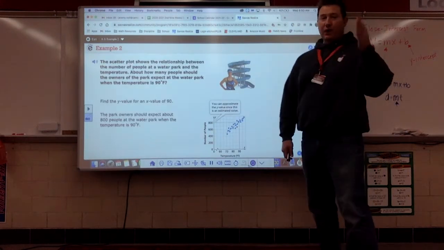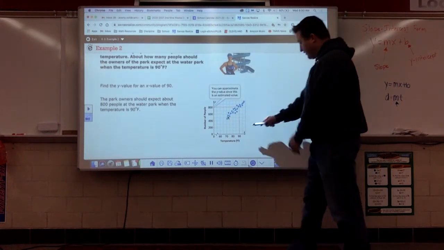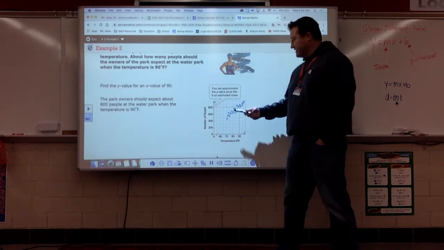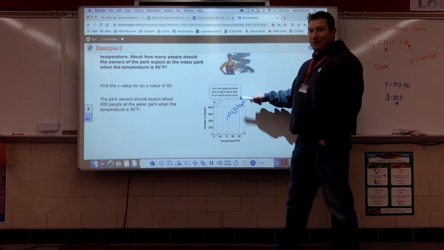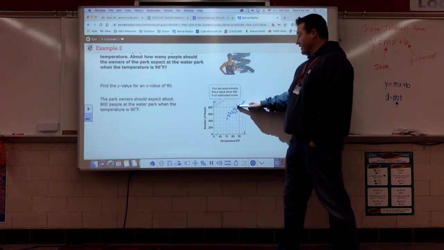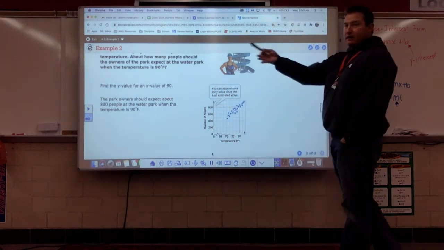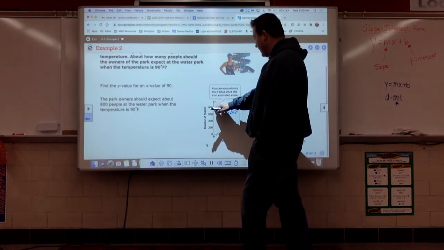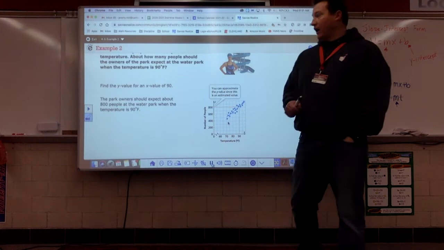Okay. So guys, if we're going to use a trend line to make predictions, this is literally all you got to do. Look, they even drew the line. We go over to whatever value they give me, in this case 90 degrees. We draw a line up to our trend line, not to one of the other dots, but to the trend line, and then we go over to our y-axis, and whatever number is there, that's the number we're going to use. So at 90 degrees, we would expect just a little bit more than 800 people at the water park.